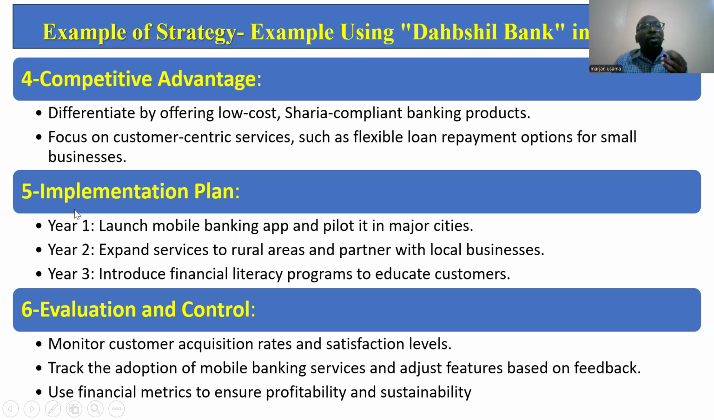Now, we also have the implementation plan. Remember, Dahabshil already has objectives, right? So the objective needs the implementation plan. Objective 1, this is the plan of action. This is the implementation plan. Objective 2, objective 3. So you need to have a plan of how you are going to achieve the objective.